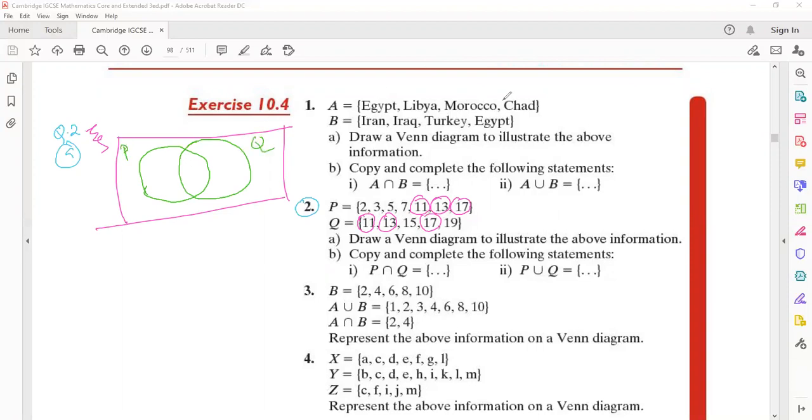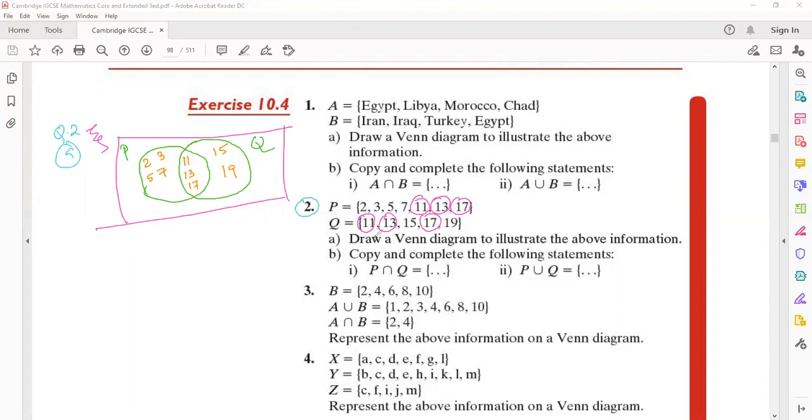Let's take the other values and fill this. First are 11, 13 and 17. These are the common values. Now we are going to put the other values: 2, 3, 5, 7, and there is 15 and 19. Correct? Yes.